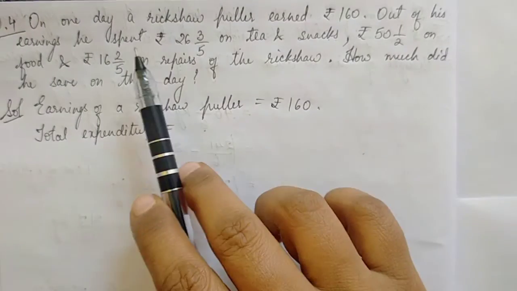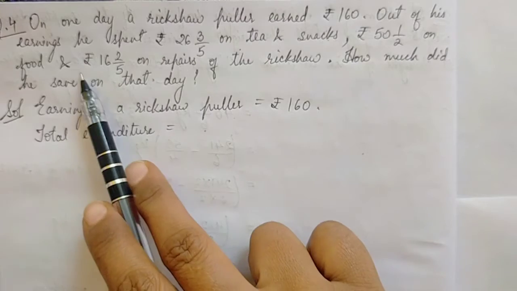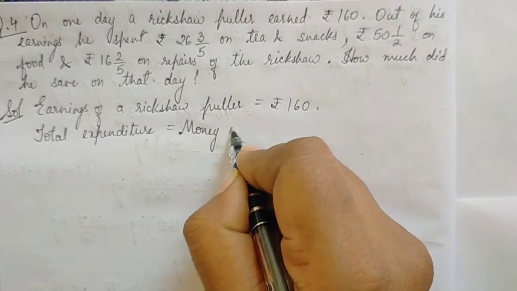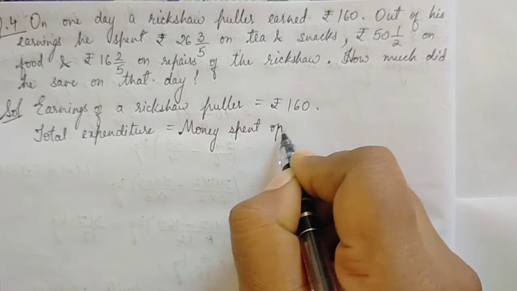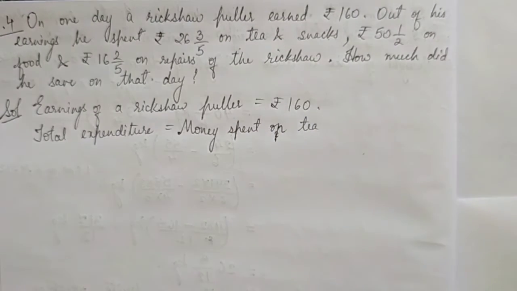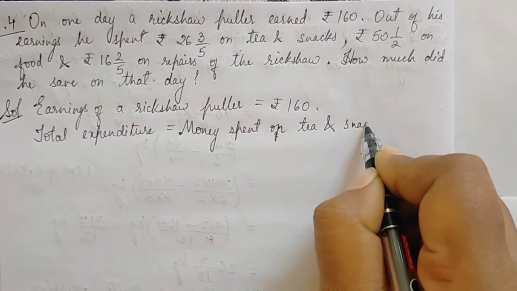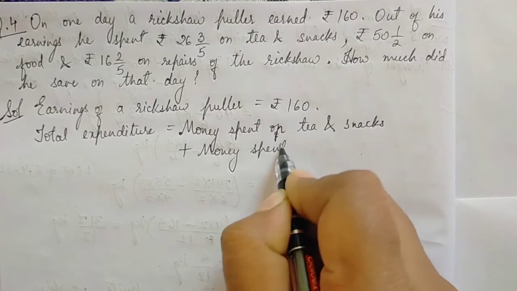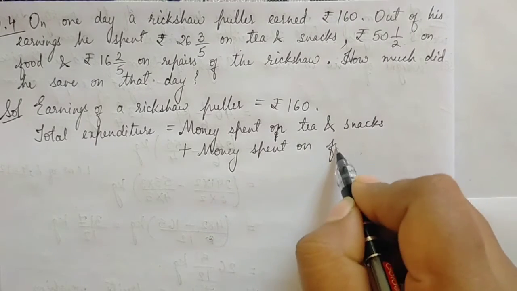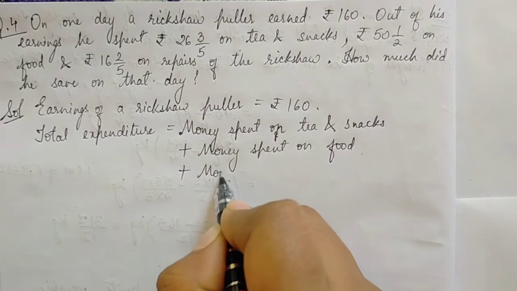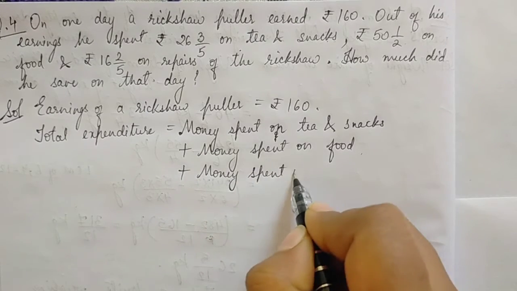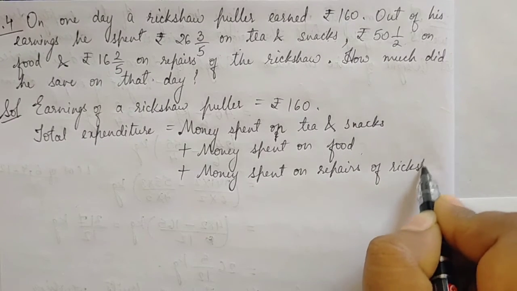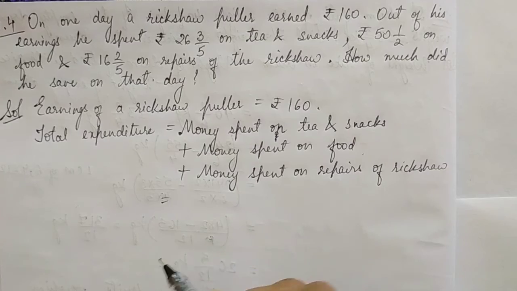So total expenditure will be the addition of money spent on tea and snacks plus money spent on food plus money spent on repairs of the rickshaw. So this we can add and we can find out the total expenditure.